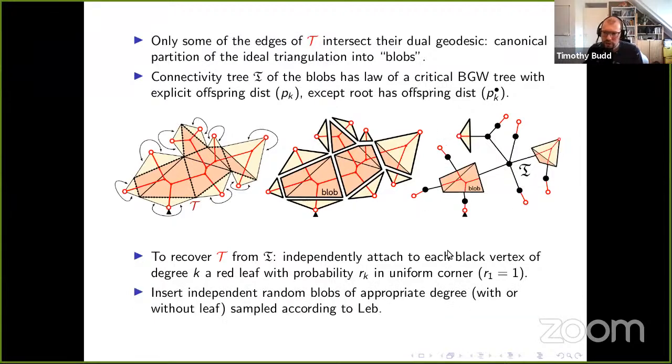Okay, and we have a well-described procedure of how to rebuild our original tree and surface starting from this black tree.